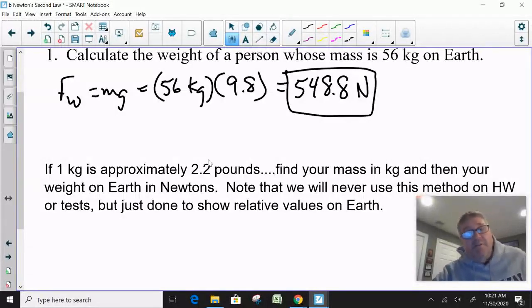I tell you that so that when you're doing a problem and you calculate your mass to be 58 trillion kilograms, you know that's probably not a good number. So you don't need to know this fact, but it's kind of handy when you think about problems. So 56 kilograms times 2 is about 130, 140 pounds. So that's a reasonable number for many of you.